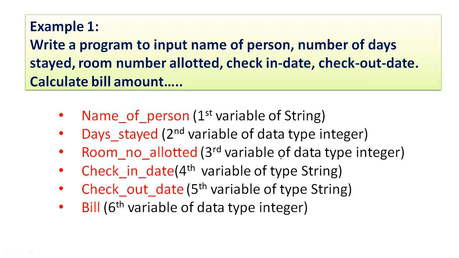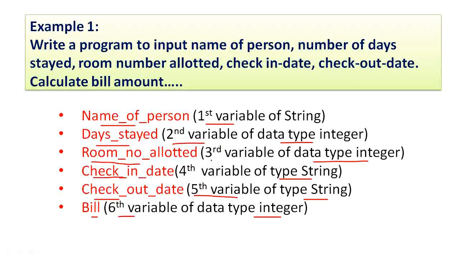Here it is clearly mentioned that you have to input the name of the person, that is the first variable of type String, days stayed, second variable of type integer, third variable room number allotted of type integer, fourth check-in date of type String, checkout date, fifth variable of type String, and last but not the least bill, sixth variable of type integer.